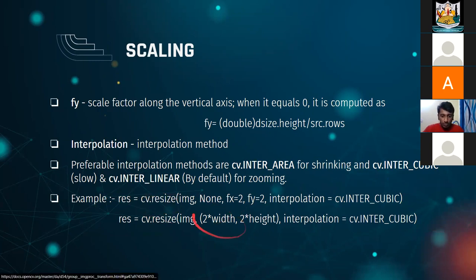So this is an example of how you can resize the image. You don't know the size, but you know you want to make the image two times bigger. So just put two and two, and you don't need to give the interpolation. It'll automatically choose a default for you. So either you can give the fx and fy or you can give the size that you have. You want two times the width or two times the height. So that's how you can scale the images.